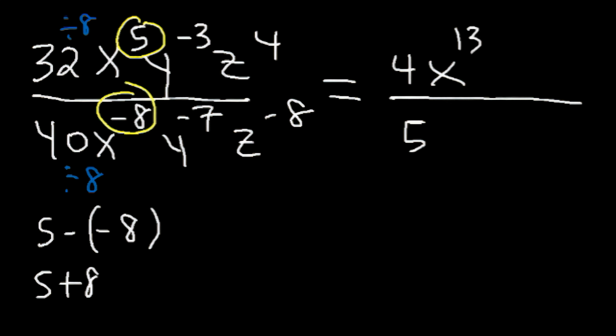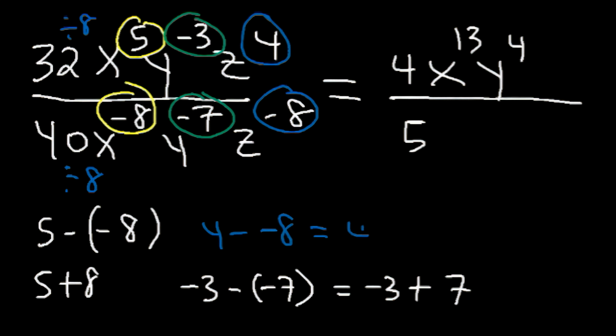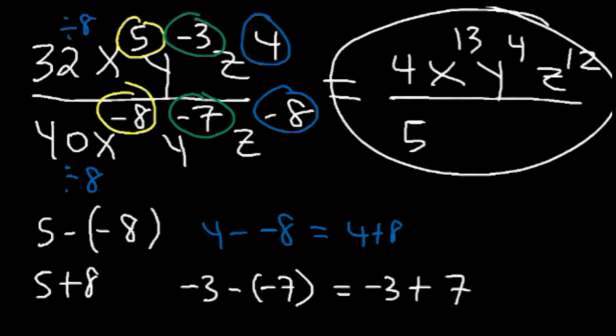Now what's y to the negative 3 divided by y to the negative 7? So what's negative 3 minus negative 7? Negative 3 minus negative 7 is the same as negative 3 plus 7, which is 4. So we have y to the 4th power. Now for the z's, it's going to be 4 minus negative 8, which is the same as 4 plus 8, so that's 12. So this is the answer. We don't have any negative exponents, so we can leave the answer like this.